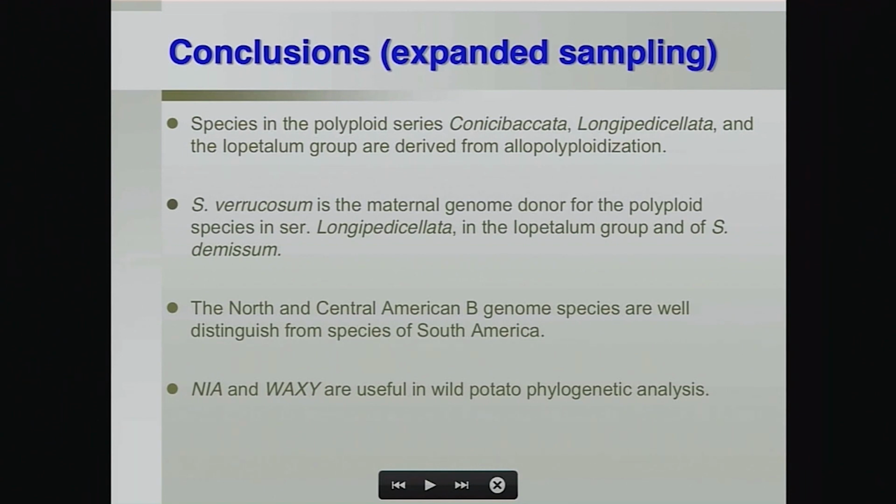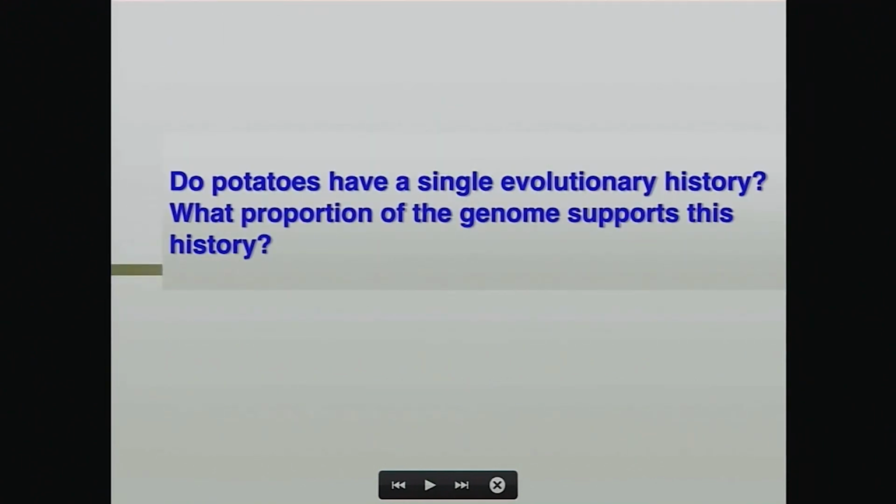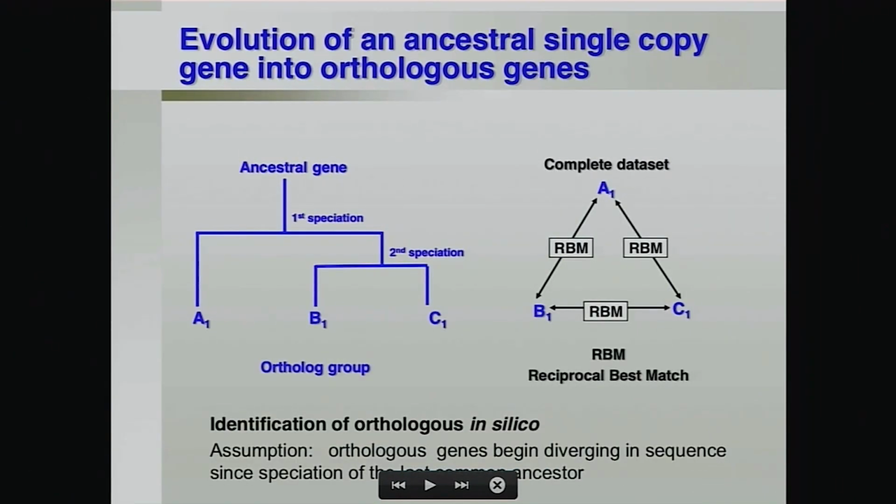Those are already the conclusions that I said, that those genes, nitroreductase and WOXY, are useful, but you will see that they are not enough. Then we needed to get more genes. How can we find more genes that are single copy in those species? Because if they are not single copy, we will get a lot of alleles that are not reflecting the evolutionary history of the species. We will get a lot of noise.